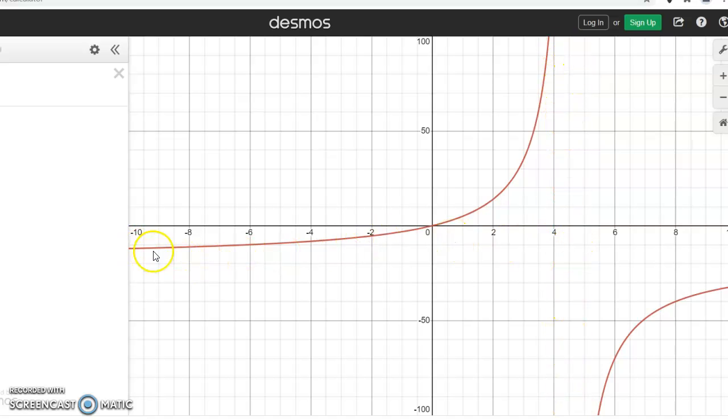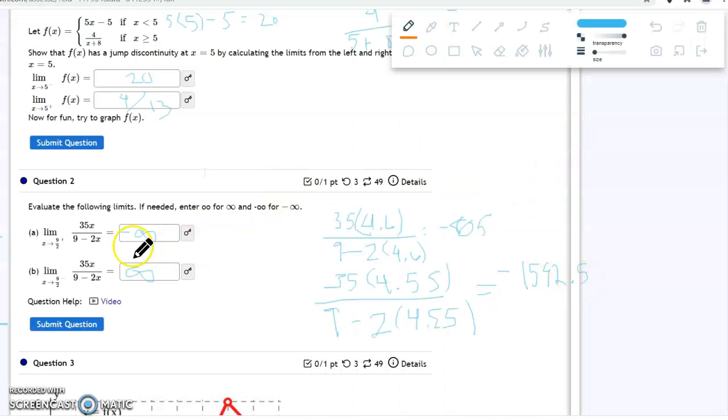And as I come at 9/2 from the left, this is going up forever. And as I come at 9/2 from the right, this is going down forever, which corresponds with the answers we got back here. When we come at 9/2 from the right, it's going down forever. When we come at 9/2 from the left, it's going up forever. So you can do this either way, by graphing it and looking at the graph, or plotting some points that are close and determining in which direction they are going.